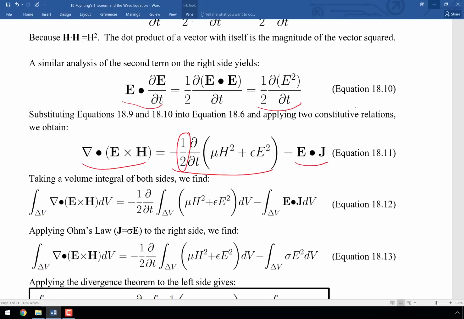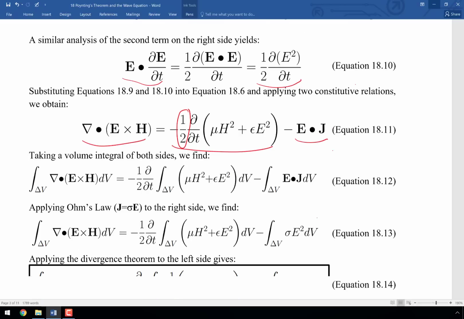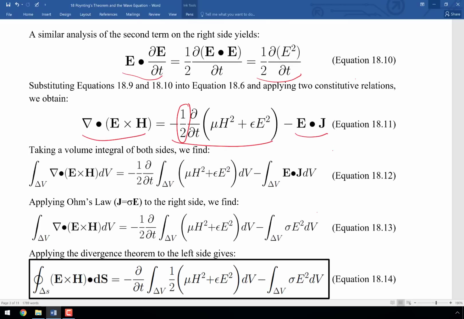We're going to take a volume integral of both sides. If both sides are equal, then you can take the volume integral of two equal things, and the volume integrals will also be equal. We're going to apply Ohm's law to the right-hand side so that J is going to become sigma times E. And as we just saw, E dotted with E will give you the magnitude of E squared. We saw that for H and for E.